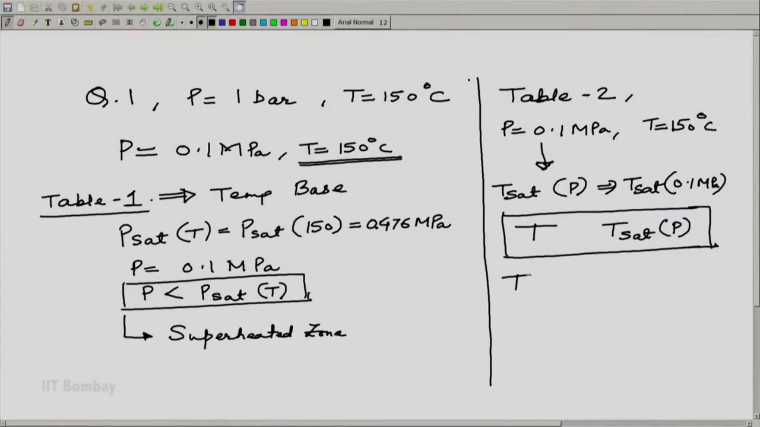Let us take this value and compare our T with this T sat P, okay. So, let us go back to the calculations. T sat P is equal to 99.606 degree centigrade, while our T is equal to 150 degree centigrade. Therefore, we can say that this T is more than T sat P, alright. T is more than T sat P. Let us go back to our graph and find out what happens if T is more than T sat P, in which zone we are.